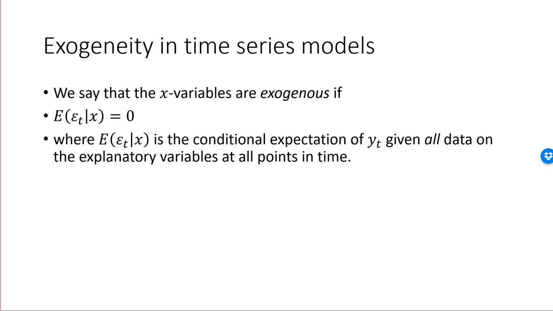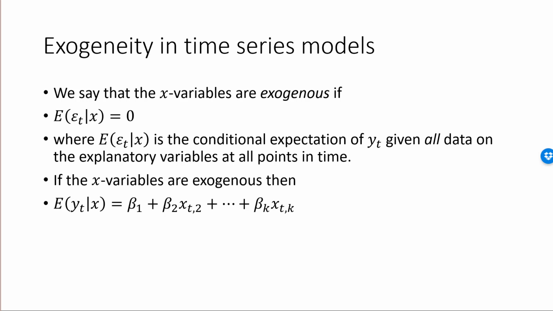So if the explanatory variables are exogenous, then just by taking the expected value of both sides of the regression model, we see that the expected value of yt conditionally on all the x's is a linear function of the data. So by conditioning on every x variable at every point in time, if the expected value of yt is just a linear function of the x variables, then the x variables are exogenous.